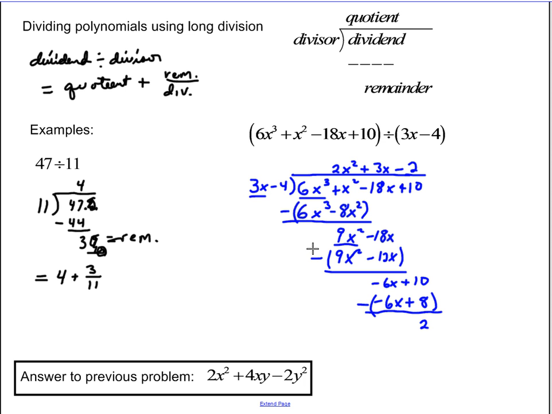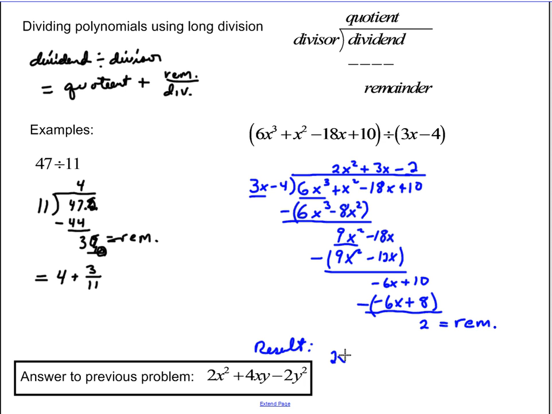Well, 3x minus 4 won't divide into 2, right? There's no x in this term left. So we're done right here, and this happens to be our remainder. Okay. So how do we put that together? Well, since our division is the dividend divided by the divisor, our result should be the quotient plus the remainder over the divisor. So our answer right here, our result of this division, will look kind of like this.